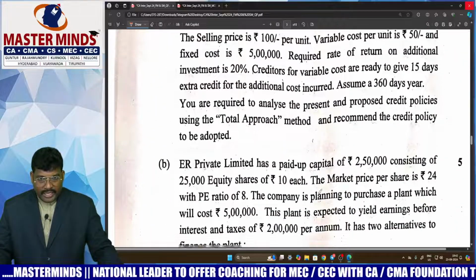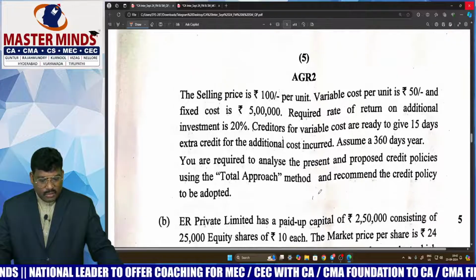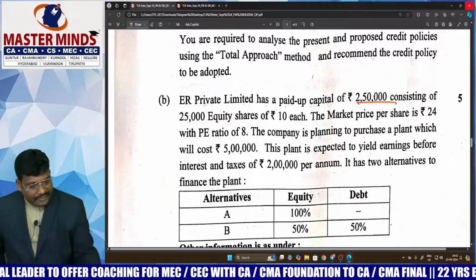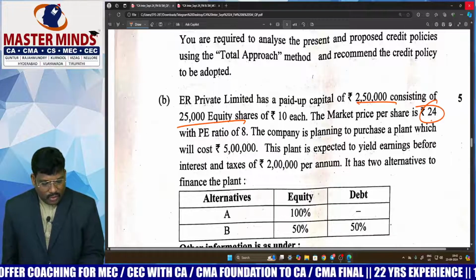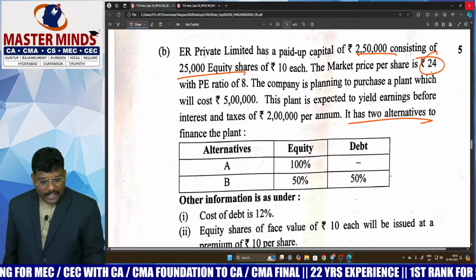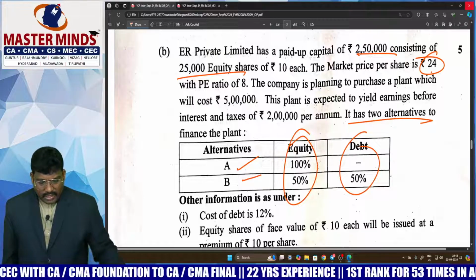Well, the next one is, here what is given is ER Private Limited has a paid up capital of 2,50,000 consisting of 25 equity shares. The market price is 24. Right. This is from 2 alternatives. This is nothing but from capital structure. Equity and debt. Alternative A, alternative B. So what is being asked?